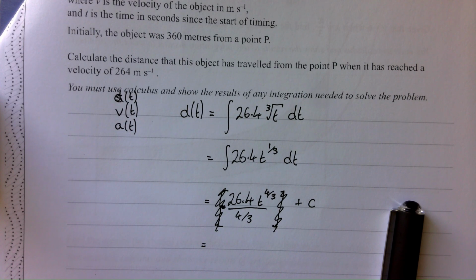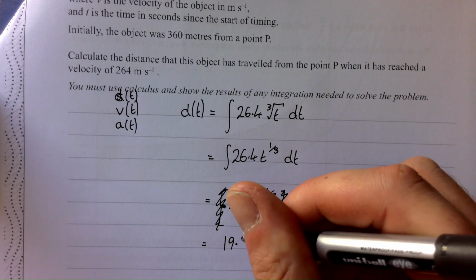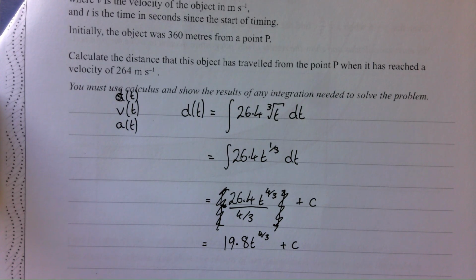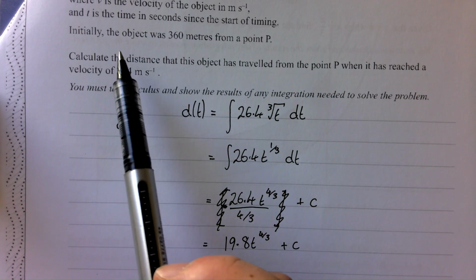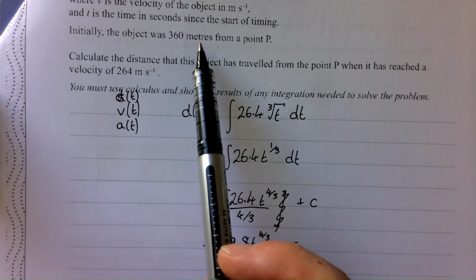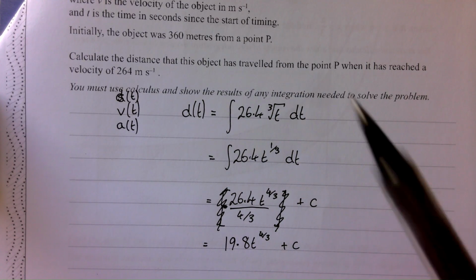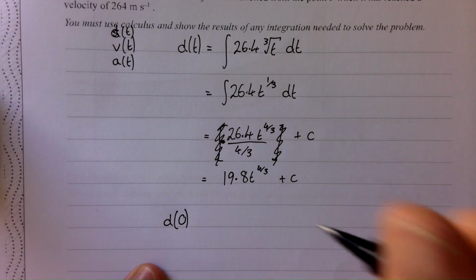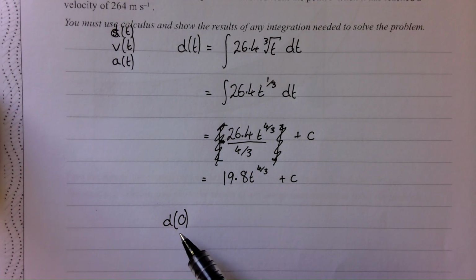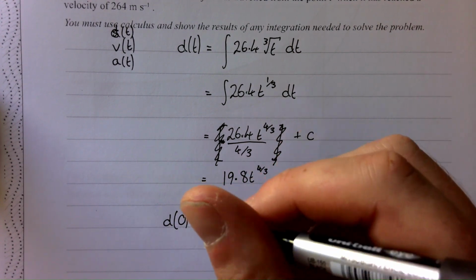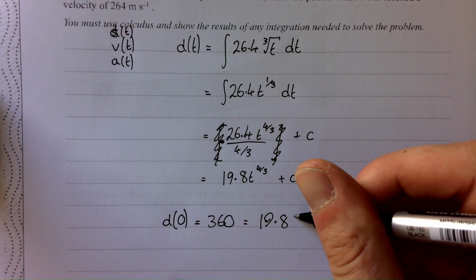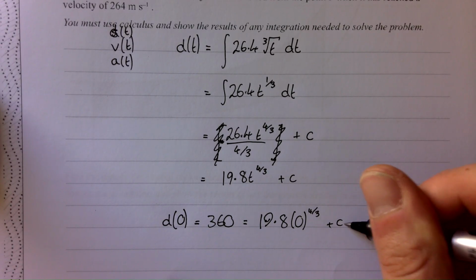Divided by 4 times by 3 gives us 19.8 t to the power of 4/3 plus our constant of integration, c. Now, we are told that initially the object was 360 meters from a point P. Therefore, the distance function at t equals 0 is equal to 360. So 360 must be equal to 19.8 multiplied by 0 to the power of 4/3 plus c.